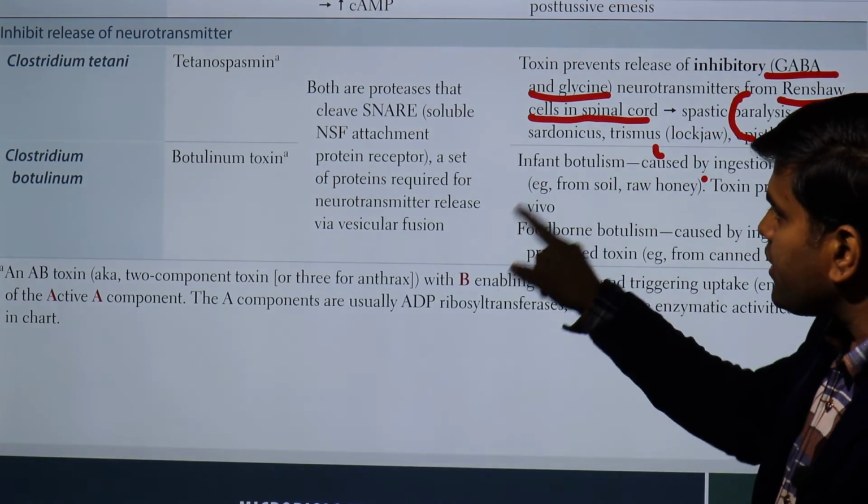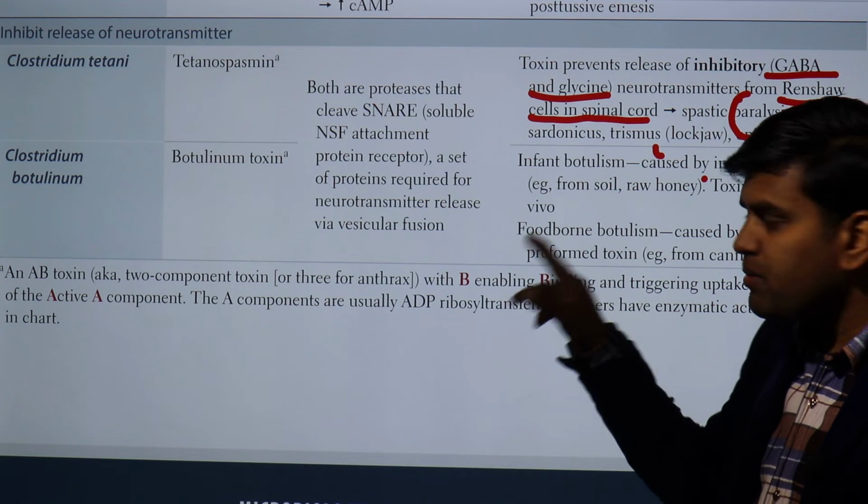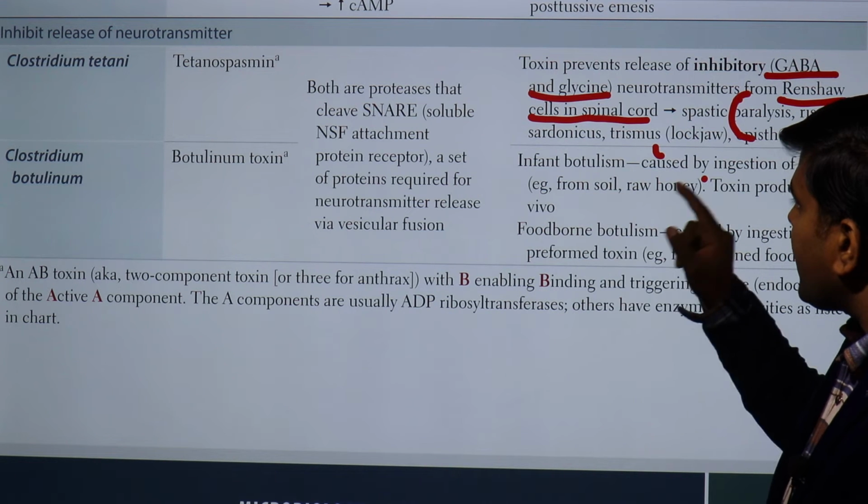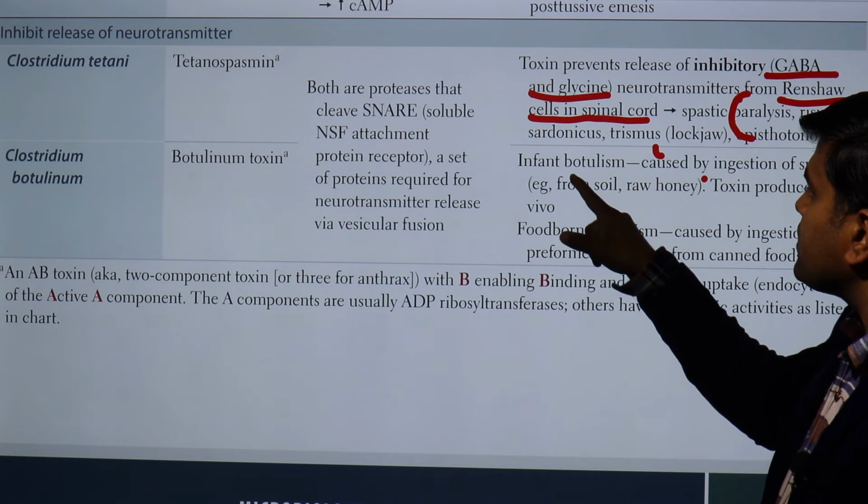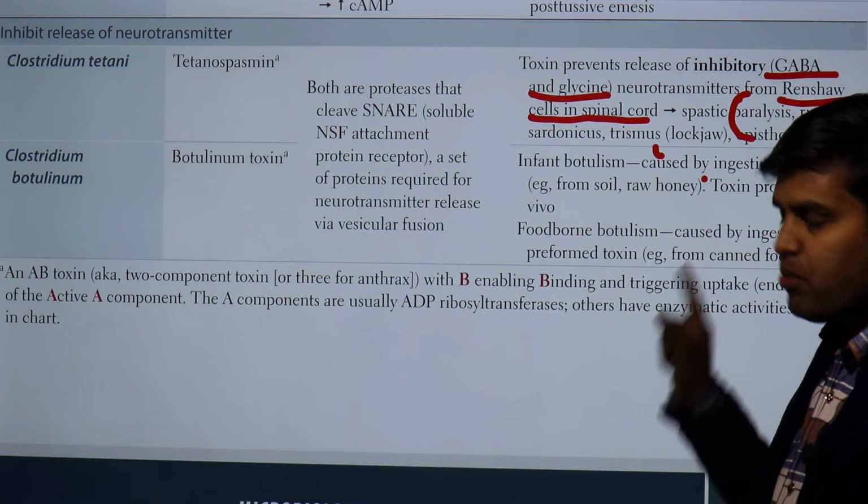This is actually related to acetylcholine. So this will be a flaccid type of paralysis, and the patient will develop two types of disease: infant botulism and foodborne botulism.